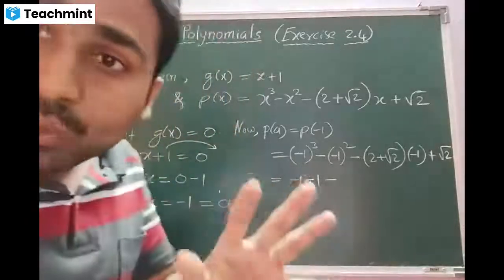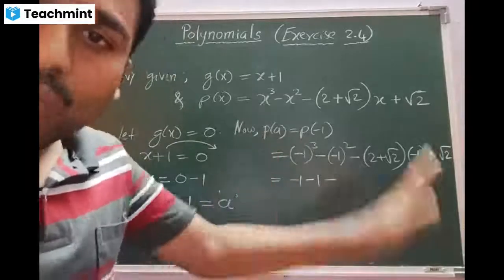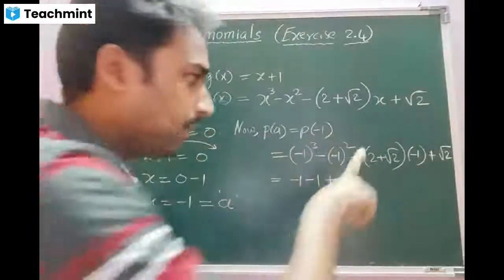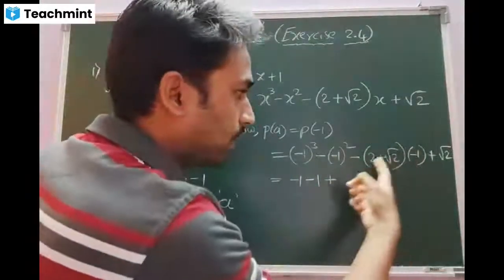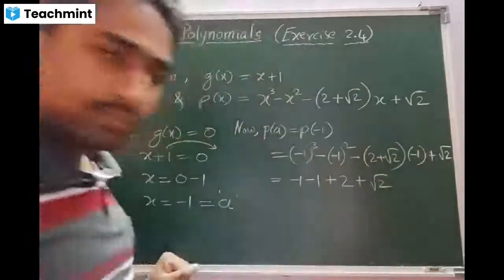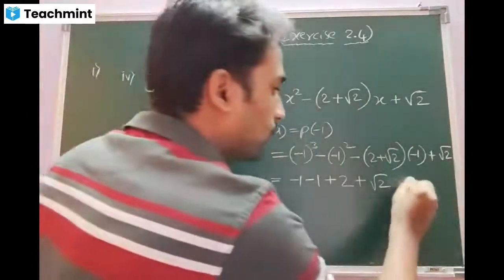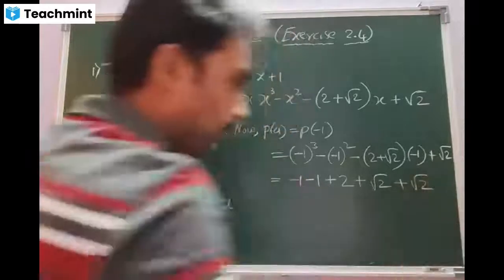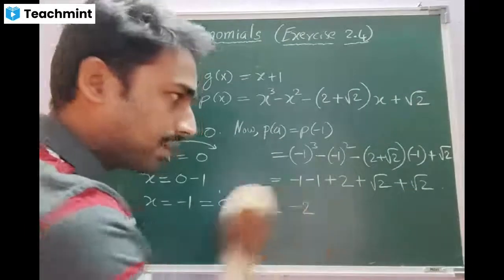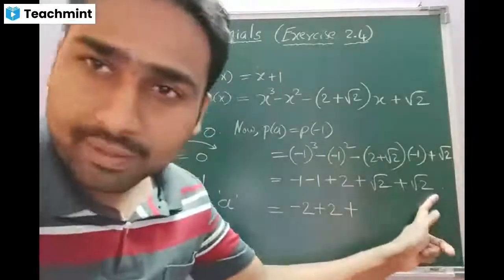Okay. Now beta, important step. Many of the students will go wrong here. In a hurry, they go wrong. Observe. Minus into minus, it becomes plus. I repeat, minus into minus plus 1 into 2 is 2. Again plus 1 into root 2 is root 2. Is that clear? Yes, sir. Okay. Then plus root 2 as it is. If I solve it further, observe beta, this is -1, it becomes -2 plus 2 plus root 2 plus root 2. What will be the concept?